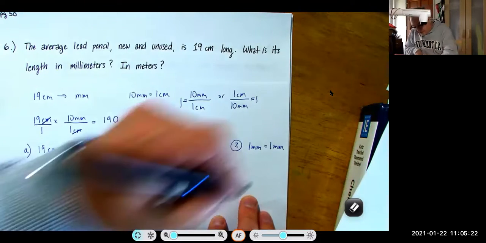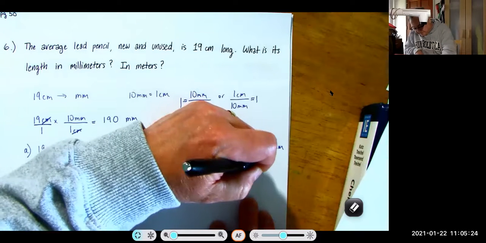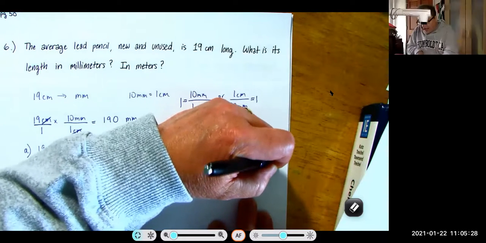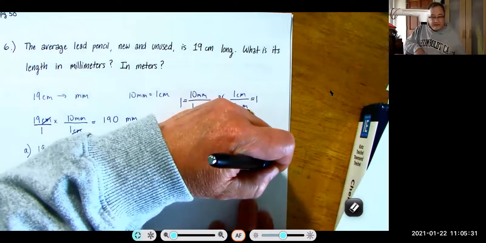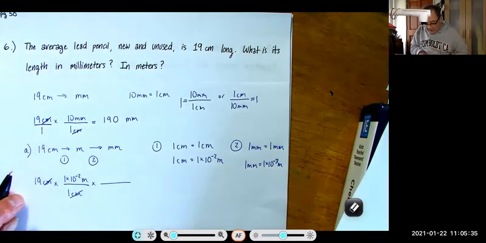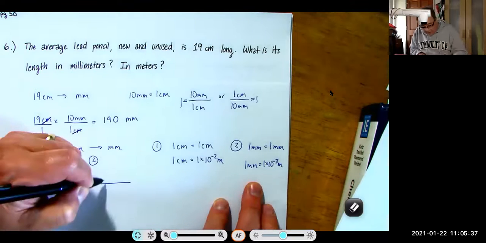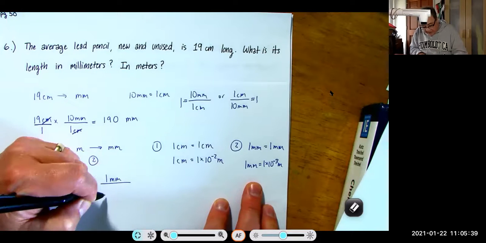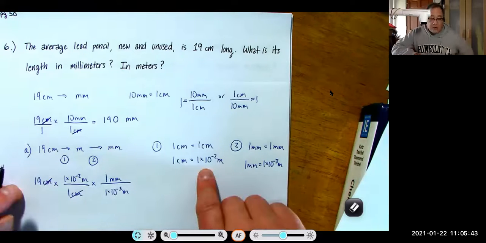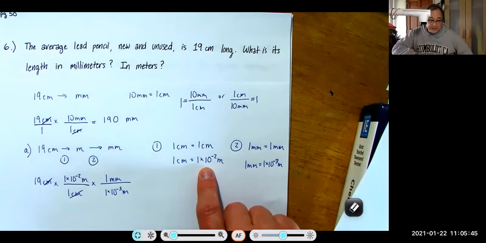So what is a milli equal to? 100? No, milli means a thousandth. So 10 to the minus 3. So here I'm going to put 1 millimeter on top and 1 times 10 to the minus 3 on the bottom. Now, a lot of people do not like working with numbers like this.